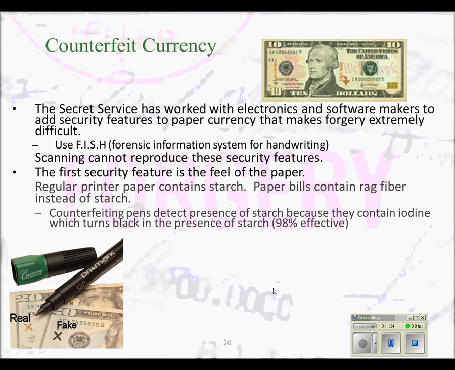It's unique. And regular paper contains starch, and because our paper bills contain a rag fiber instead of starch, we can use an iodine pen or a counterfeiting pen, which is down here. If you mark a bill with this pen, because it has iodine in it, it will stay that iodine color, that amber color, and if it turns a black color, such as this one over here, it's fake. And this system is about 98% effective.